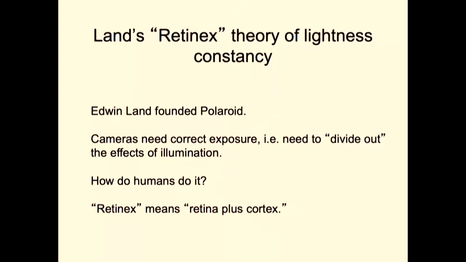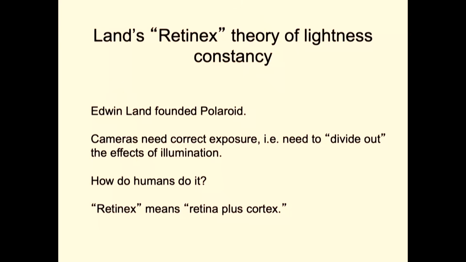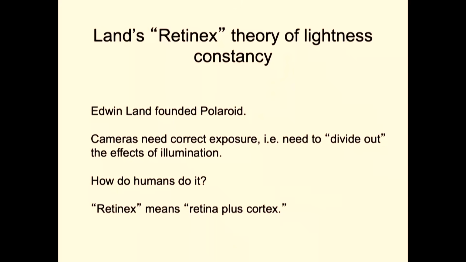So he got interested in the problem of reflectance estimation because in order to take pictures, cameras need to have the correct exposure, so they need to sort of open the shutter for the right amount of time. So they kind of need to divide out the effects of illumination. And so he got interested in how humans solve analogous problems. And so he came up with what's called the Retinex theory of lightness constancy, where Retinex is short for retina plus cortex. Right? And it's a pretty cool and elegant theory.